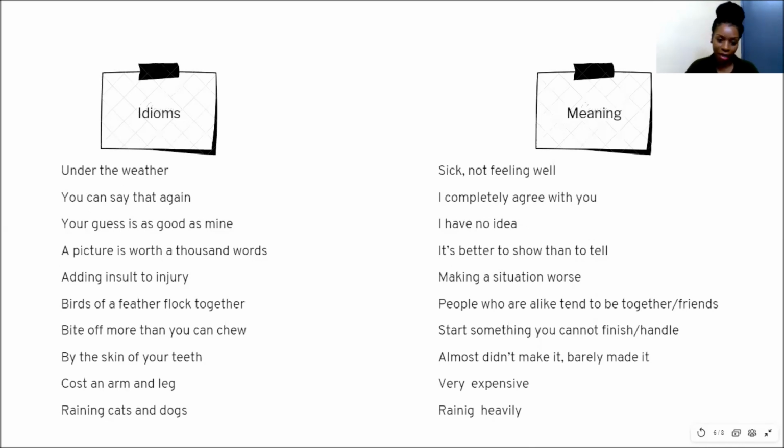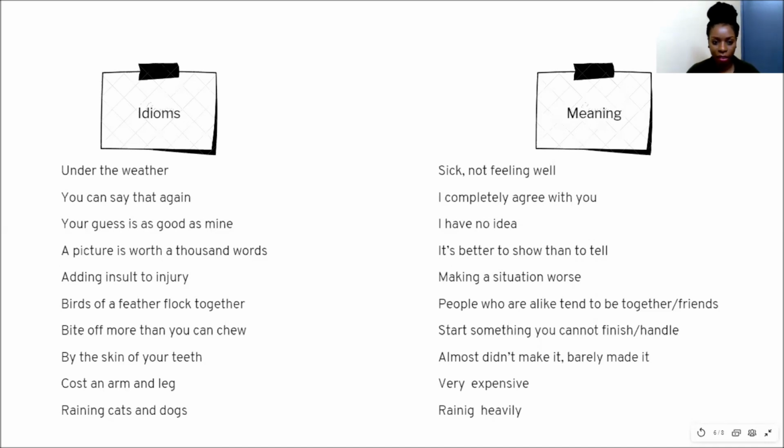Cost an arm and a leg. You would say that my colleague bought a new car last week and that car cost him an arm and a leg. That means it was really expensive. En français, on dira ça m'a coûté la peau des fesses. In English, they say it cost an arm and a leg. To say that something is really, really expensive.